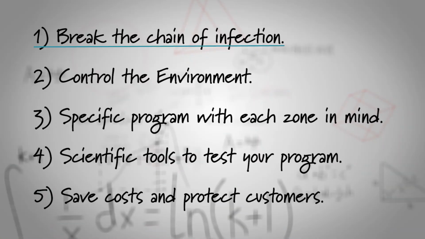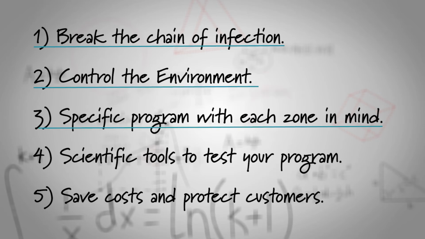So, in summary, break the chain of infection. Your responsibility is to break that chain, and to do so, you control the environment. Develop a specific program with zones in mind, zone 1 being the food contact, zone 4 being the areas away from food contact, and everything in between, and use systematic scientific methods to assess the effectiveness of your program. You will save costs and you will protect your customers.